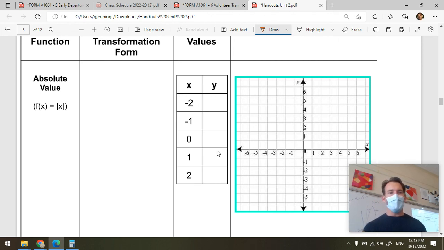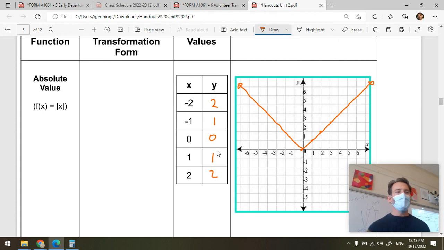What's the absolute value of negative 2? 2. What's the absolute value of negative 1? 1, 0, 1, 2. So put those points on your graph, and then you'll see the pattern. It's the line going up that way, and then the other line goes up this way.